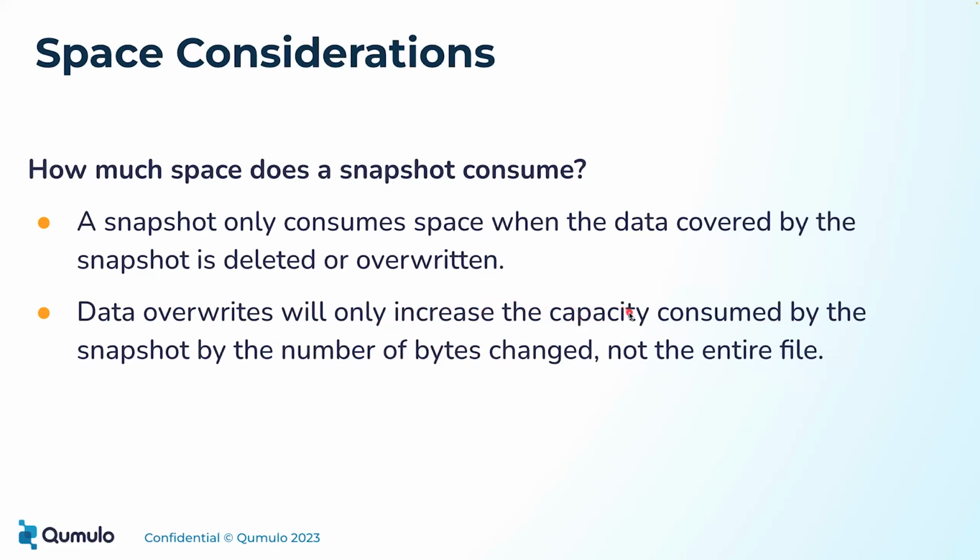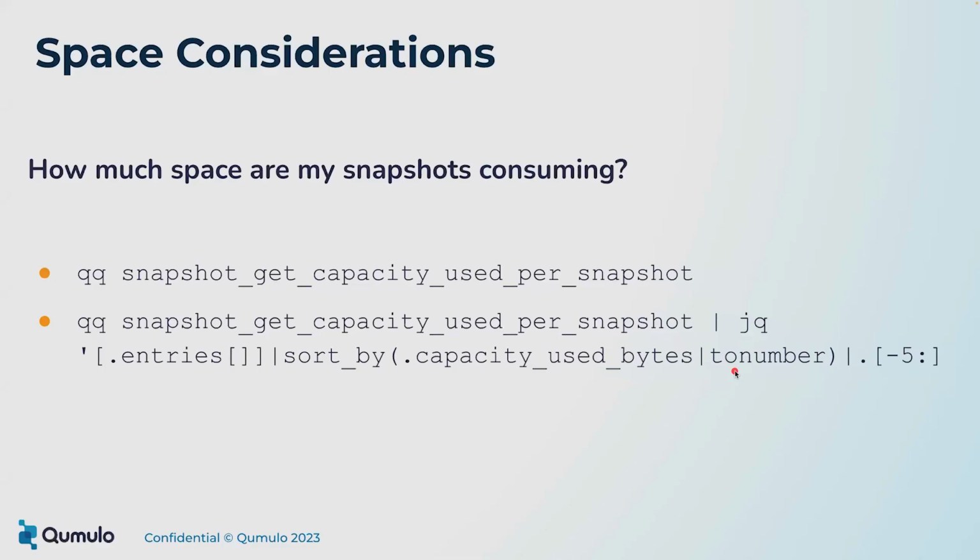This is how granular snapshots can be. They can be as much as, or as little as, 4 kilobytes in difference. We don't change the entire file. You want to have a go, Will, with this one?